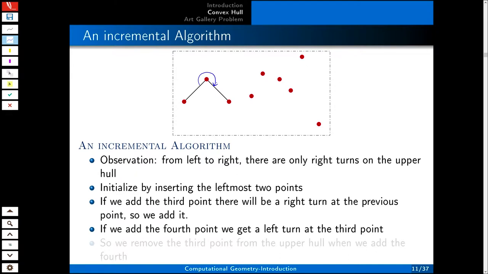With the current, I don't know anything here. But with this local information, does this line make a right turn or a left turn? Right turn. So I'll accept that. Then comes the next point. Does it make a right turn or a left turn? This angle is less than 180 degrees. Backtrack.